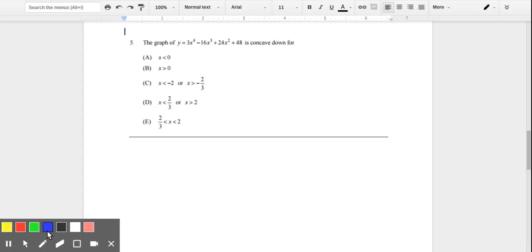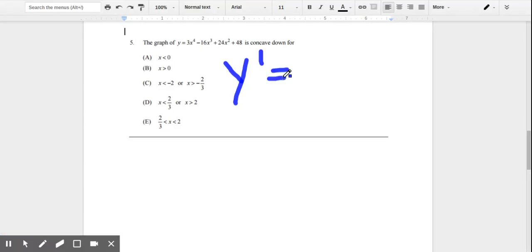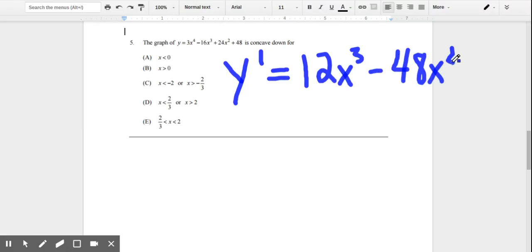Right, so for this particular problem, we need to talk about the concavity and see where this function is concave down. To do that, I need to get to the second derivative. So y prime, to start things out using the power rule, would be equal to 12x cubed minus 48x squared plus 48x.